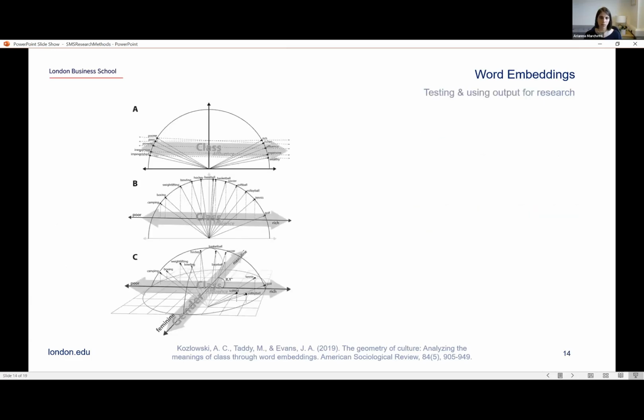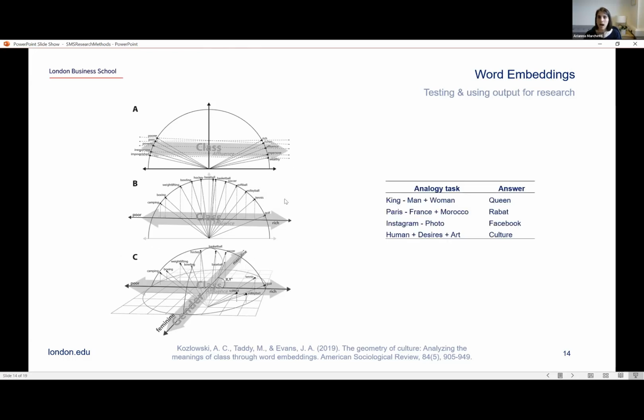Here is an example from a very nice paper published in 2019 in ASR, where the authors use word embeddings to understand the change over time in how some words are used, the meaning that is associated to some words. As you can see, the main output of these word embeddings is a space where you can represent every word or even every document, and you can do some algebra and understand how far away different words and documents are from one another.